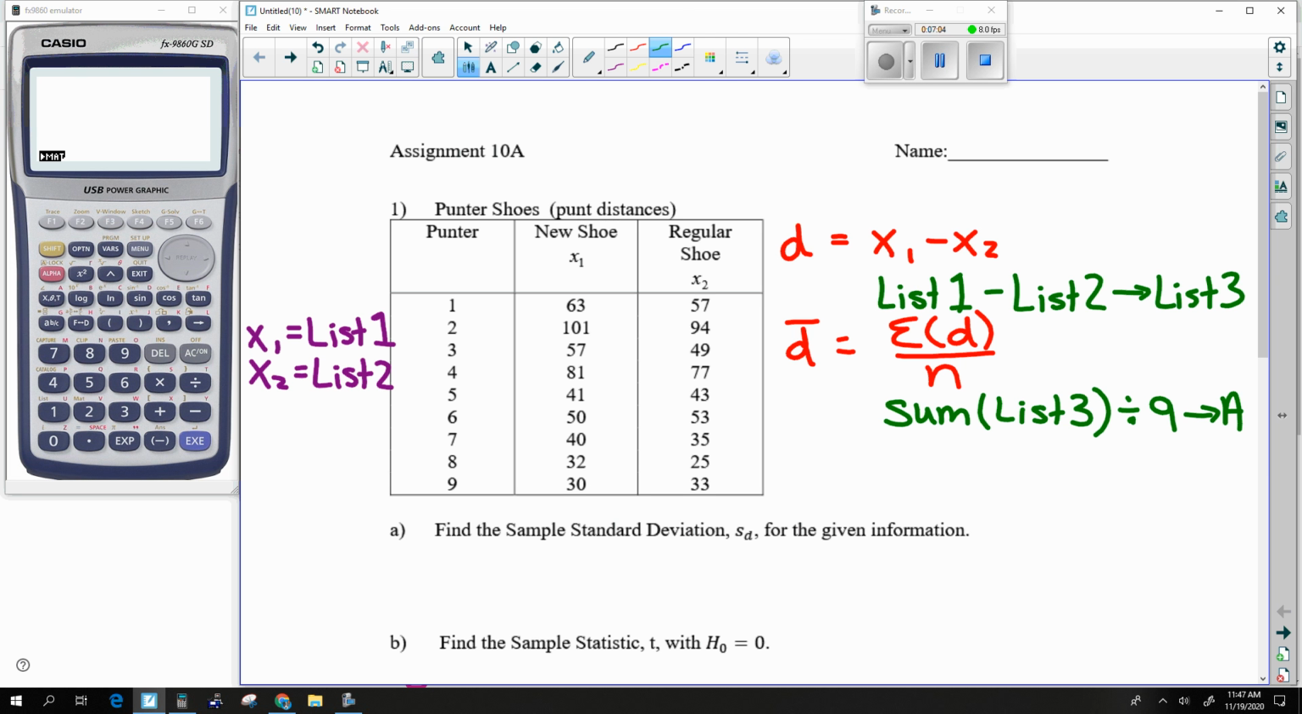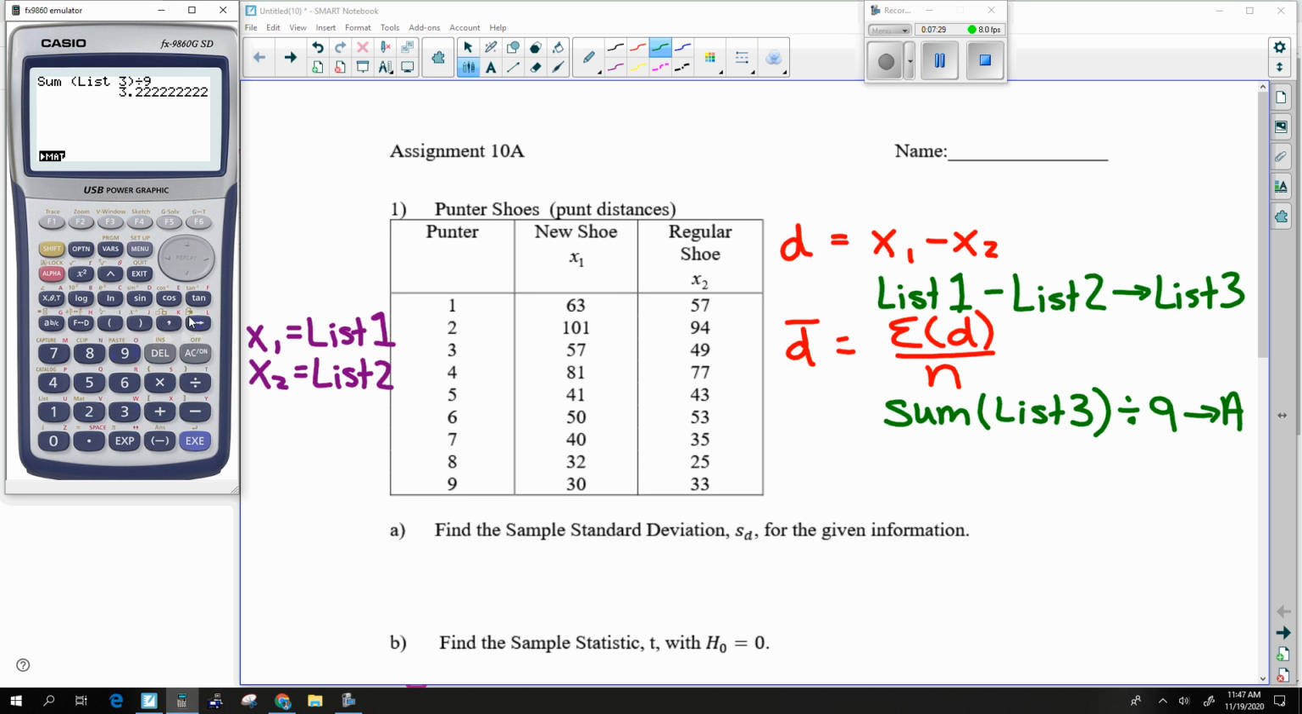So let's go ahead and do that. So we're going to find the average of that list. So we add them up. So we sum our list 3. So that's adding up all of those differences. Divide by the number of numbers, and that's 9. Okay, so on average, a punter kicks with the new shoe 3.2 yards further.